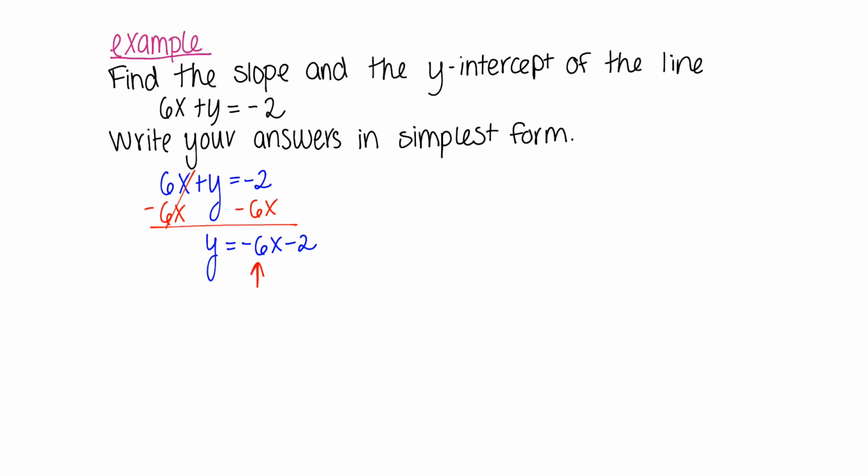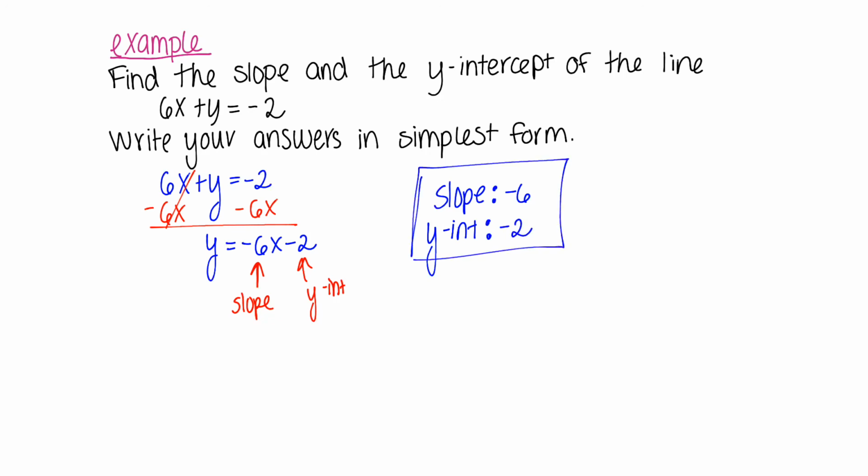The number next to the x is the slope. The number at the very end with no x on it is the y-intercept. So your slope is negative 6, and your y-intercept is negative 2. And there it is.